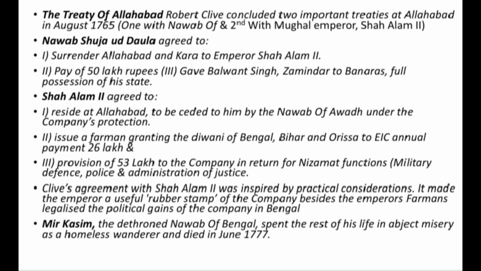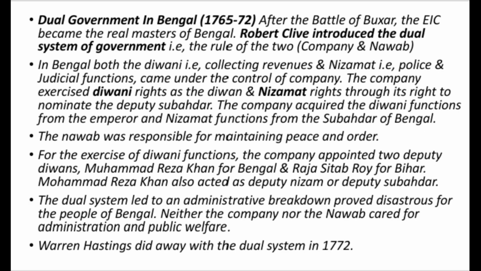Mir Qasim, the dethroned Nawab of Bengal, spent the rest of his life in abject misery, wandered homeless and died in June 1777. Now the dual government in Bengal, 1765 to 72. After the Battle of Buxar, the East India Company became the real master of Bengal. Robert Clive introduced the dual system of government, that is the rule of the two, the company and the Nawab, in Bengal, in which both Diwani, that is collecting revenues, and Nizamat, that is police and judicial functions, came under the control of the company.